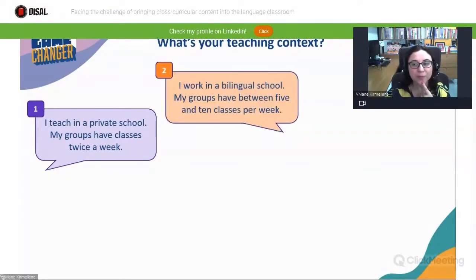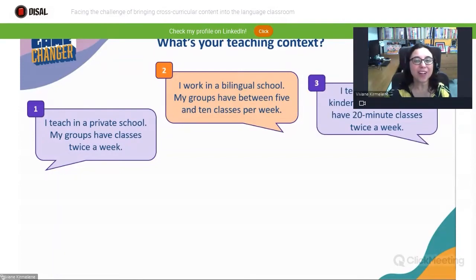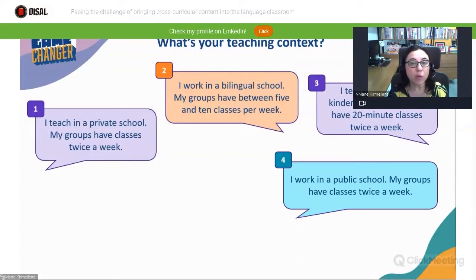The second one, I work in a bilingual school. My groups have between 5 and 10 classes per week. Wow, this is nice. The third one, I teach little kids in kindergarten. My groups have 20-minute classes twice a week. The next one, I work in a public school. My groups have classes twice a week.